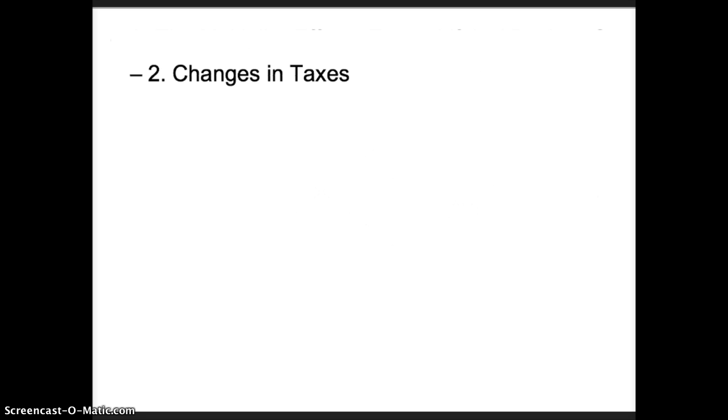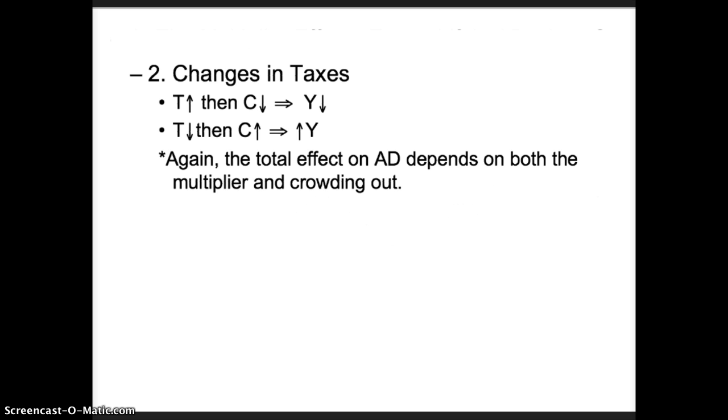The second way fiscal policy affects economic behavior and aggregate demand is by changes in taxes. When the tax rates increase, consumption spending falls, which causes GDP to fall. If tax rates decrease, then consumption spending increases, which causes GDP to rise. Again, the total effect on aggregate demand depends on the multiplier and crowding out.